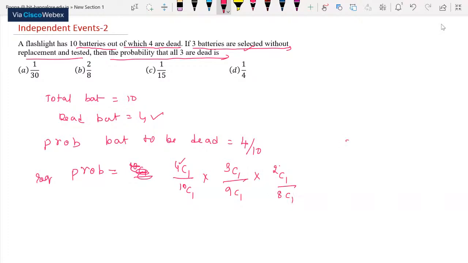You already know the formula for NCR, which is N factorial divided by R factorial into N minus R factorial. Therefore, the NC1 formula is nothing but N. Based on that, 4 by 10 into 3 by 9 into 2 by 8. You simplify that, and finally we get the answer 1 by 30. Which option is 1 by 30? Option A. Therefore, the correct answer is 1 by 30.